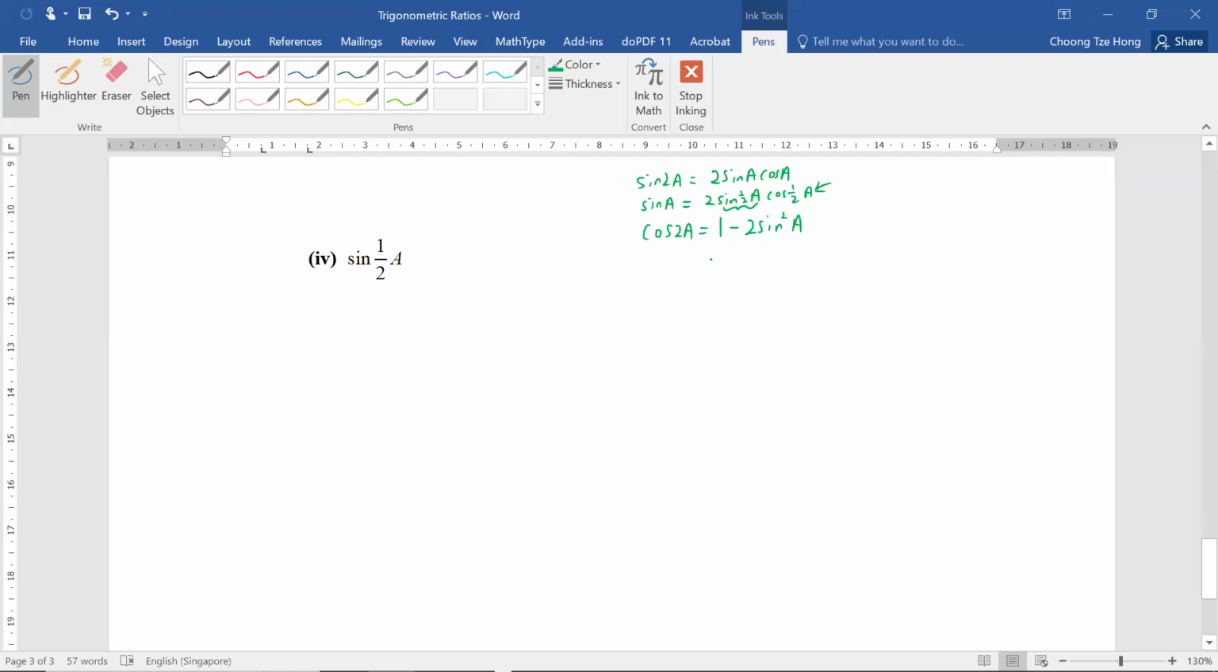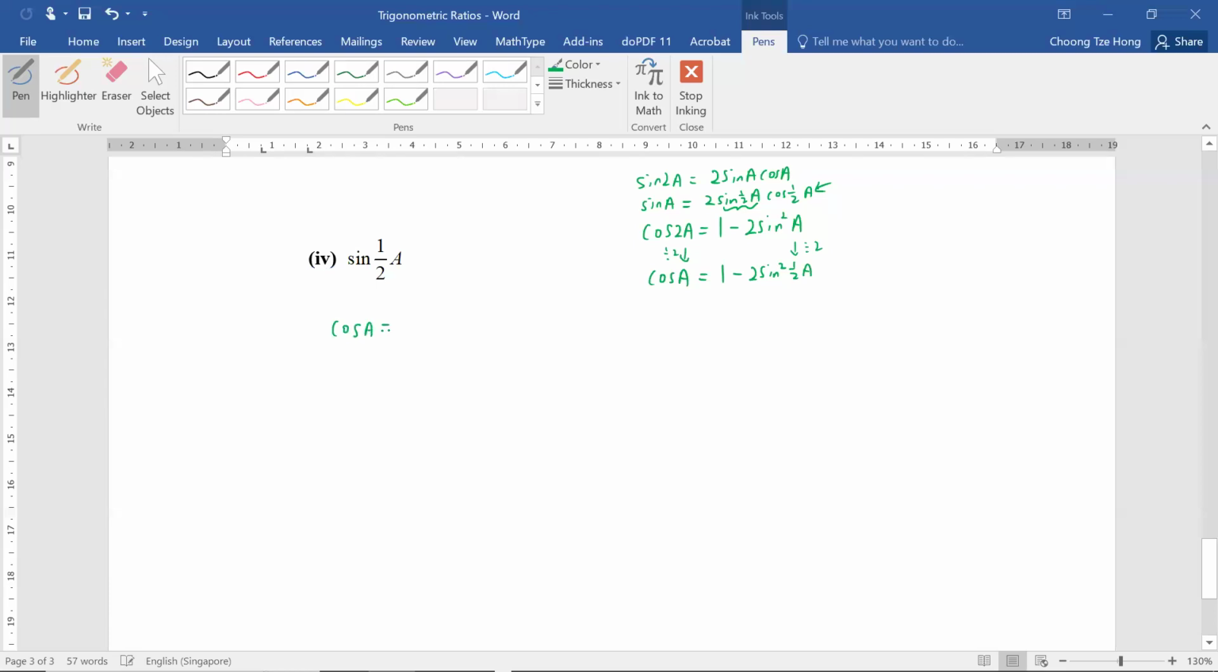So cosine 2a is 1 minus 2 sine square a. If I half it, I will get this. If I half the angle here, dividing by 2, then the angle here also divides by 2. That's why it becomes half a. So now I only have one unknown. Cosine a I already know is x, so I can sub x and then manipulate, and I can find sine half a already.